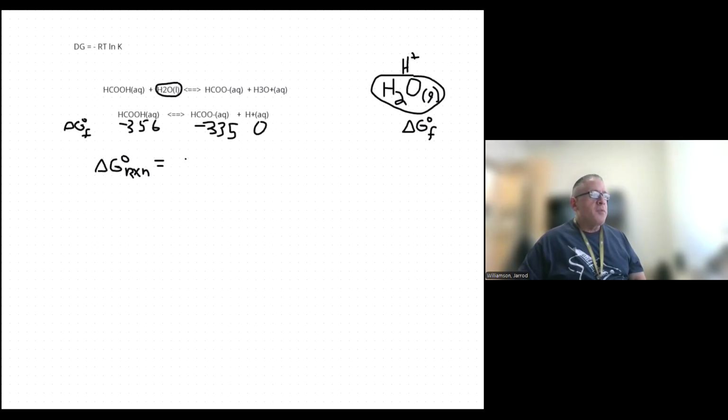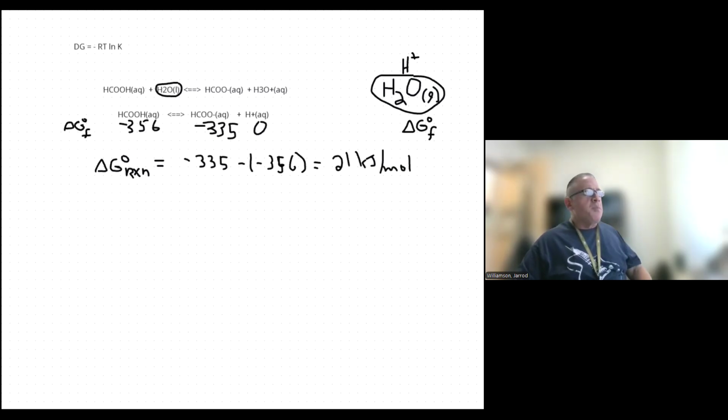Okay. So this will be negative 335 kilojoules per mole minus a negative 356 kilojoules per mole. And I will get a positive 21 kilojoules per mole. And I'm worried about sig figs right now because I'm trying to teach the principle. When I rearrange this, that capital D is supposed to mean delta G, okay? Except in this whiteboard app, I couldn't type the Greek letter delta, so we're just going to understand capital D means delta G, all right?